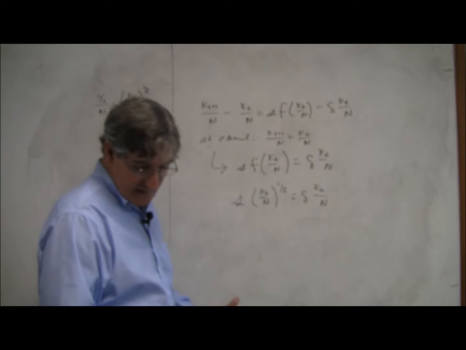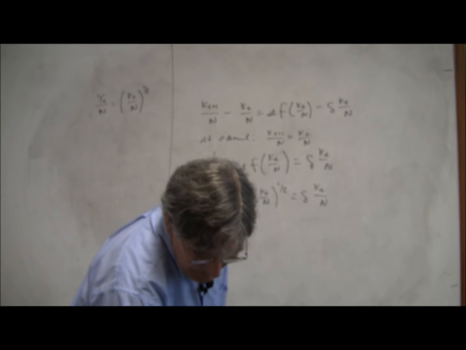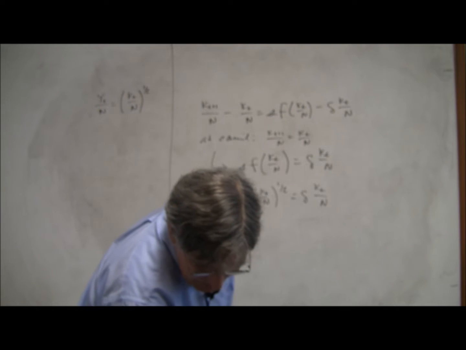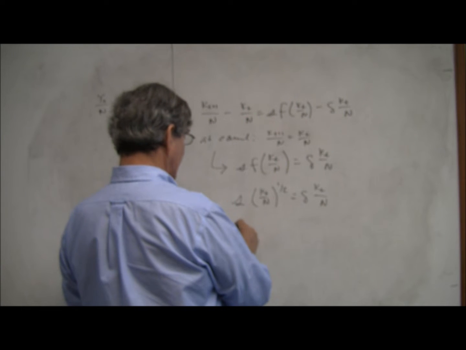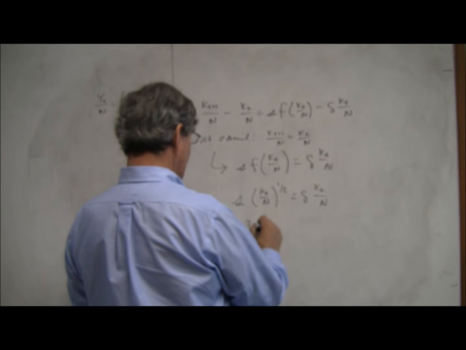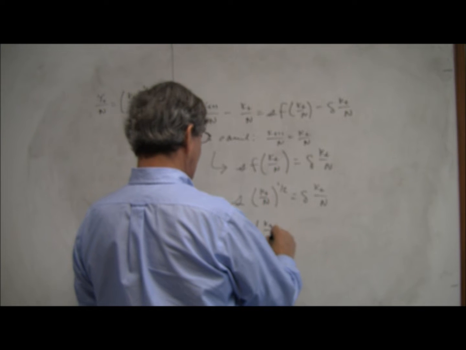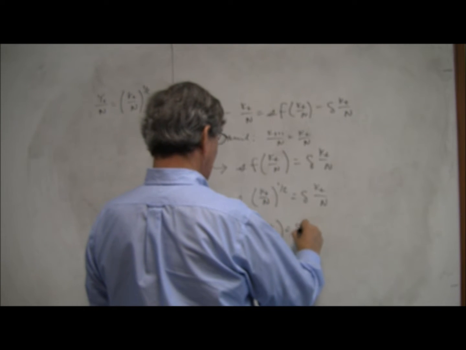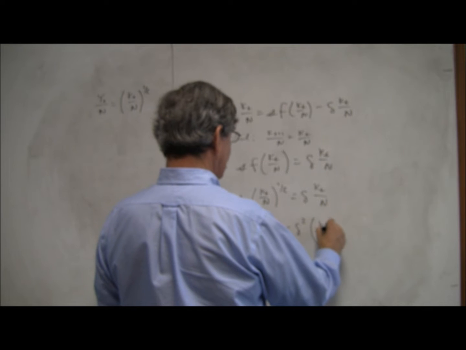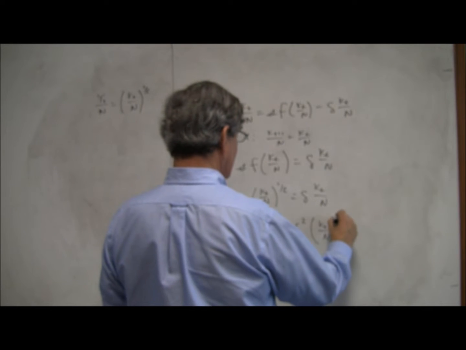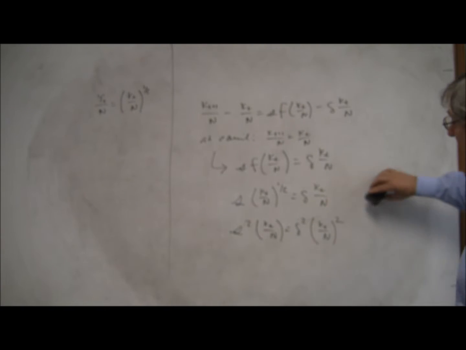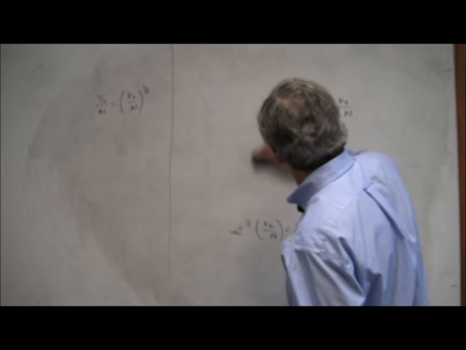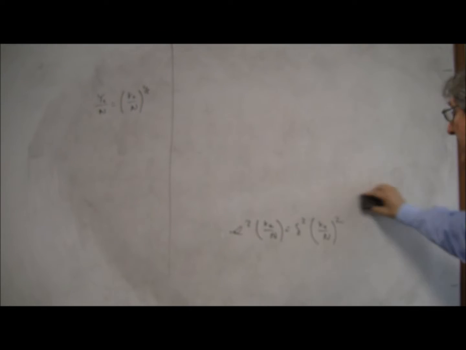Now I'm going to do what the book does. There's simpler ways to do this algebra than the way the book does it, but I'm going to go ahead and just do what they do. Let's square both sides to get rid of the square root. So s squared times kt over n equals delta squared times kt over n squared. And now we're just about to the point we want to be at.